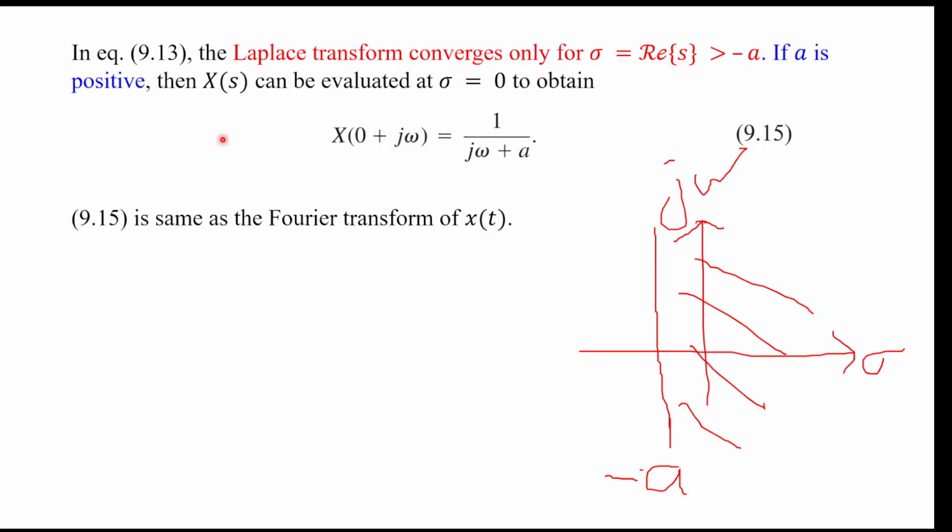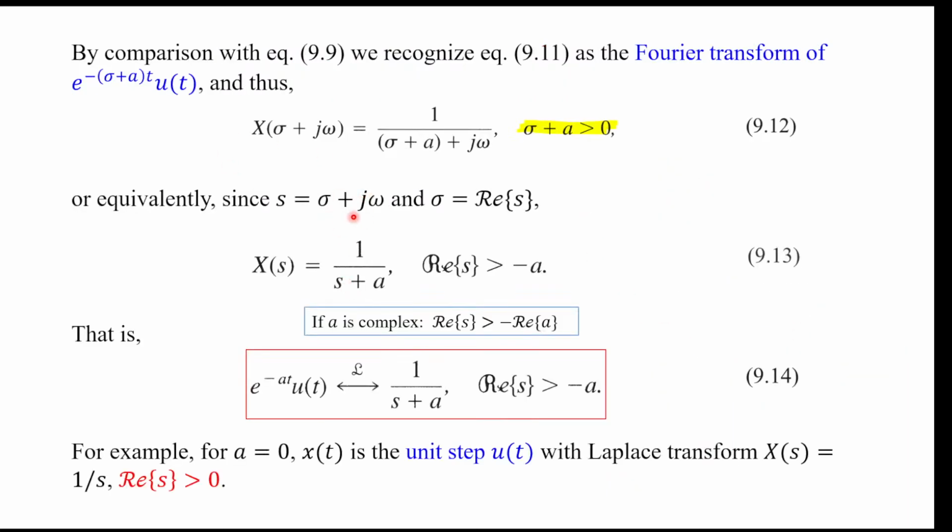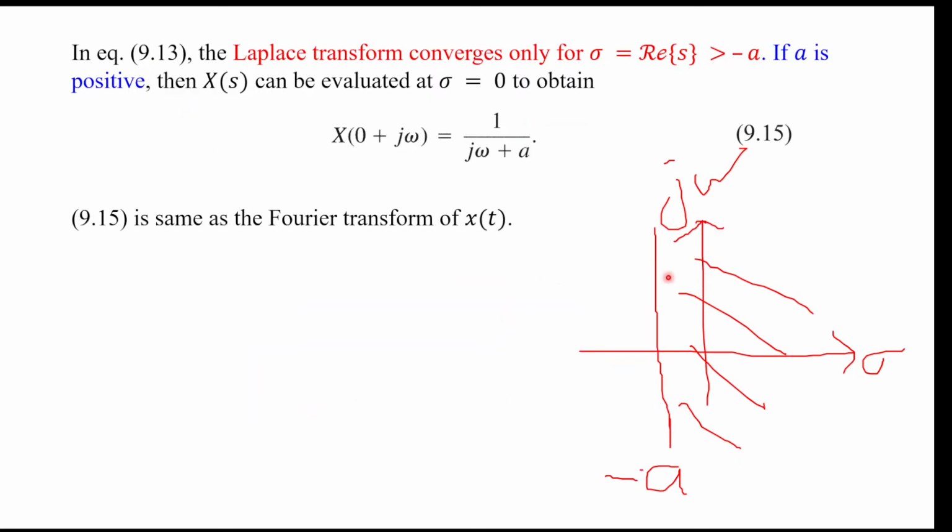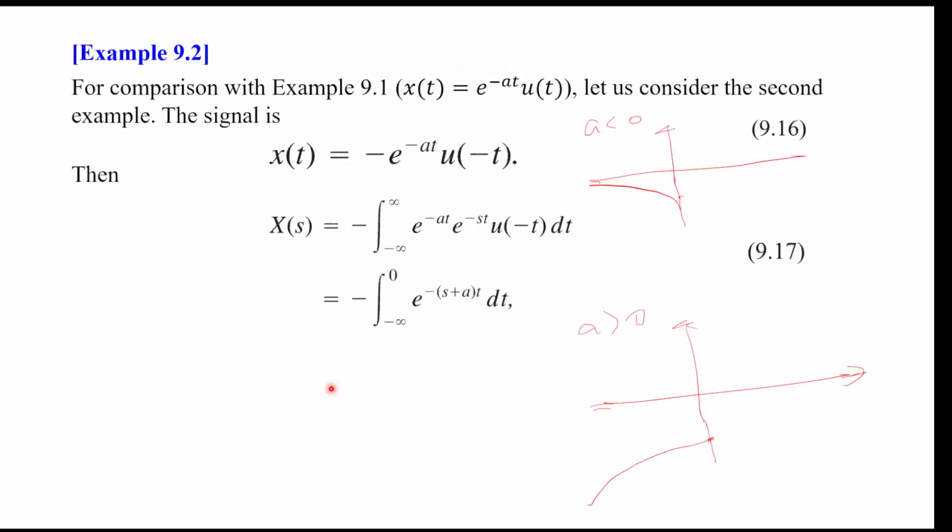So this exponential decaying function, e to the minus at u of t, will converge on the part of the plane where the real part of s is greater than minus a. We draw it here. It's this half plane, and when the real part of s is smaller than minus a, then the Laplace transform will diverge.